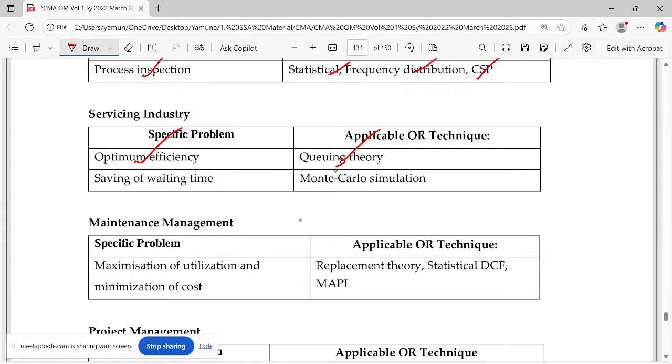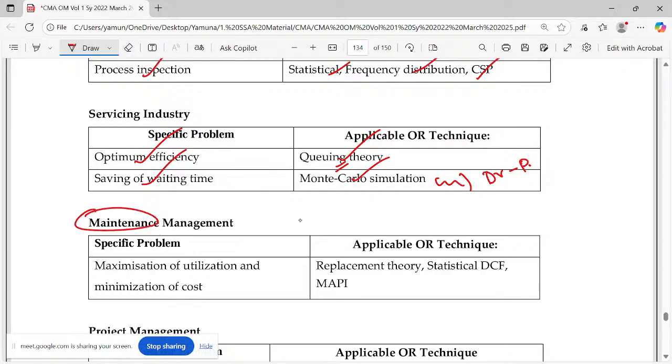See, queuing theory, how are you going to manage the queue? That's happening in the service industry, okay? Saving of waiting time using the Monte Carlo simulation. You remember the doctor and patient example. The doctor, how long does he have to wait? Idle time. Patient, how long does he have to wait?